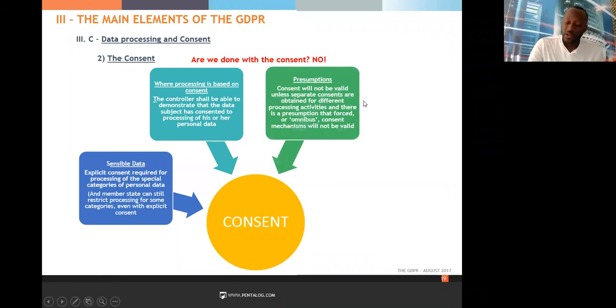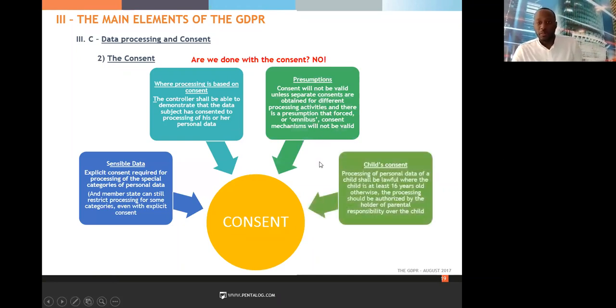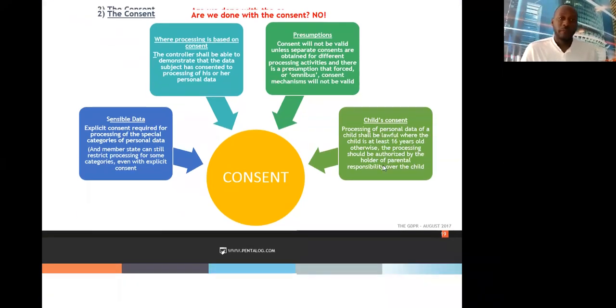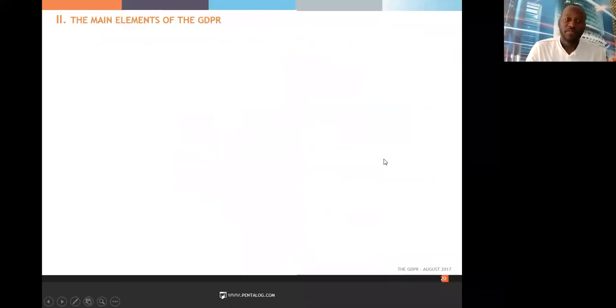A consent will not be valid unless separate consent is obtained for different processing activities. And there is a presumption that forced or omnibus consent mechanisms will not be valid. Child consent: processing of personal data of a child is lawful where the child is at least 16. This is according to each country. Sometimes it can be above that, so be careful about it. Otherwise, you have to get the person who holds parental responsibility of the child to give approval. So we're done with the consent guarantee.